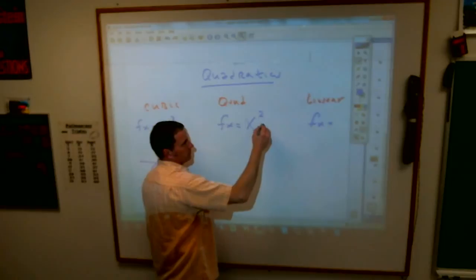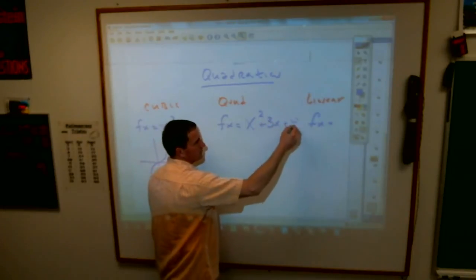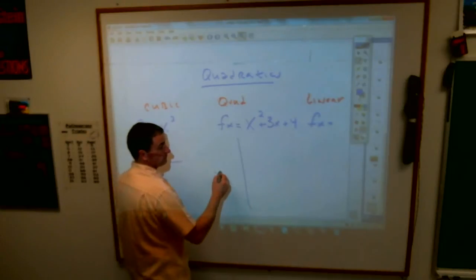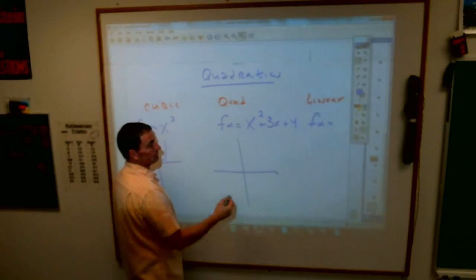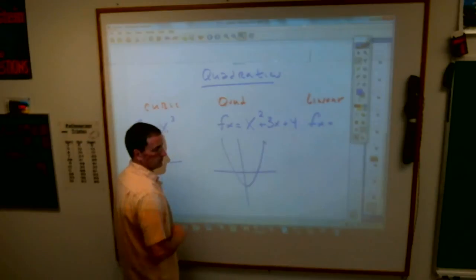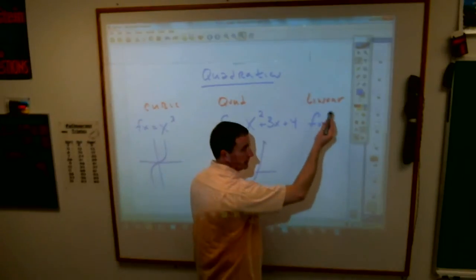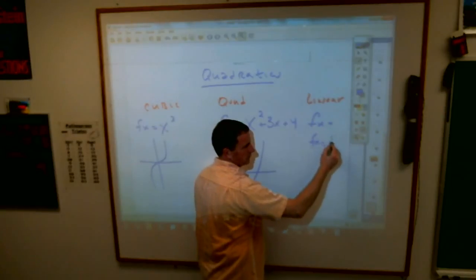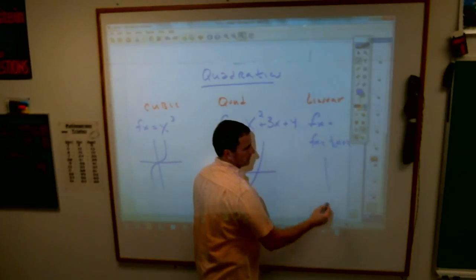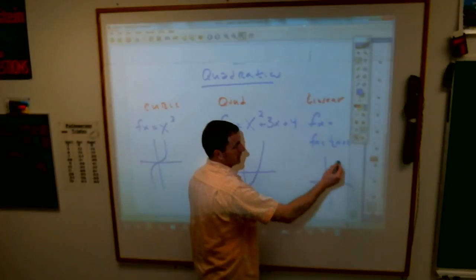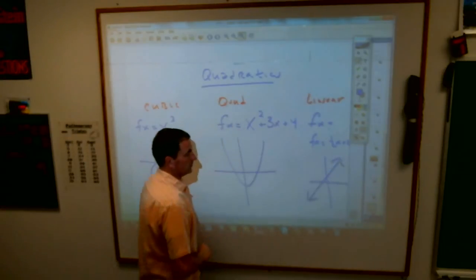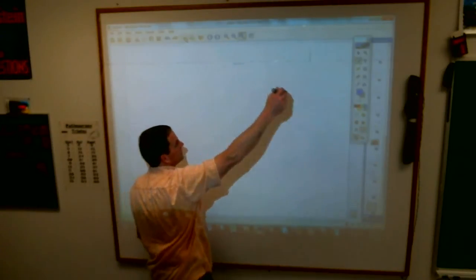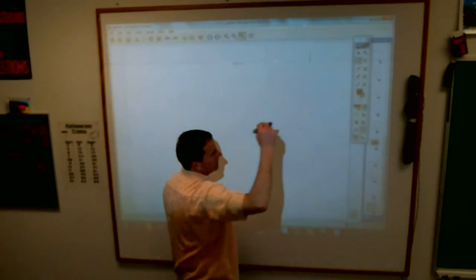You could have x squared plus 3x plus 4. And the graph of that is going to be the U-shaped thing. And then a linear equation is just straight up, function of x equals 1/2 x plus 2, which is going to be a line. Thank you very much. Today we are looking at quadratics, which we have done already, but this is just kind of defining them in depth.